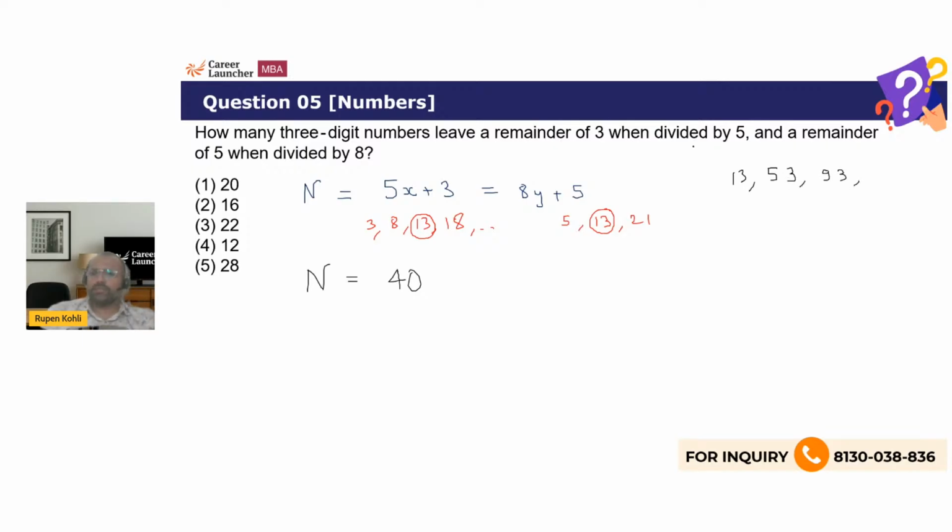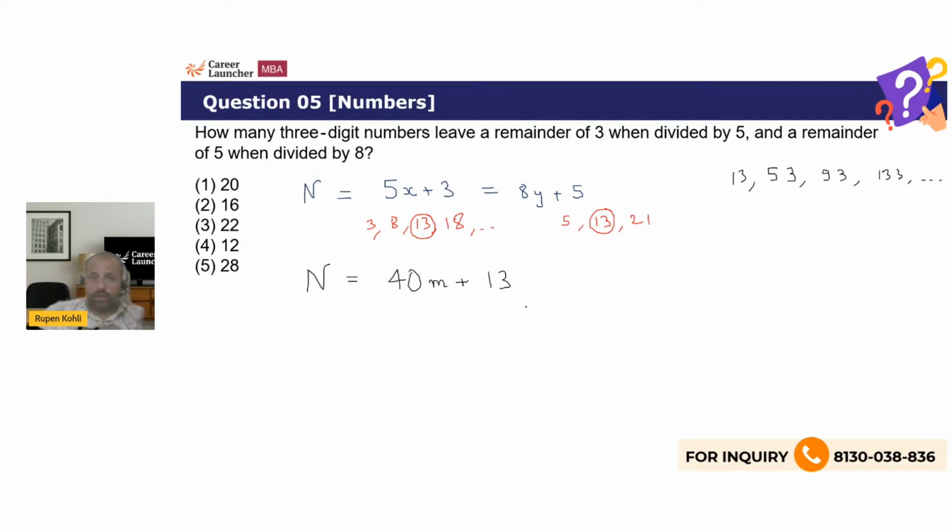You see 53 is of this form. It does leave a remainder of 3 when divided by 5, and it does leave a remainder of 5 when divided by 8, isn't it? And 93 also, and 133 also, and so on. So 40m plus 13, right? So how many such numbers are there in the range of 100 to 999? 3-digit numbers, right? That's all we have to count now. The smallest number will come over here, 133. It will start from 133, right?